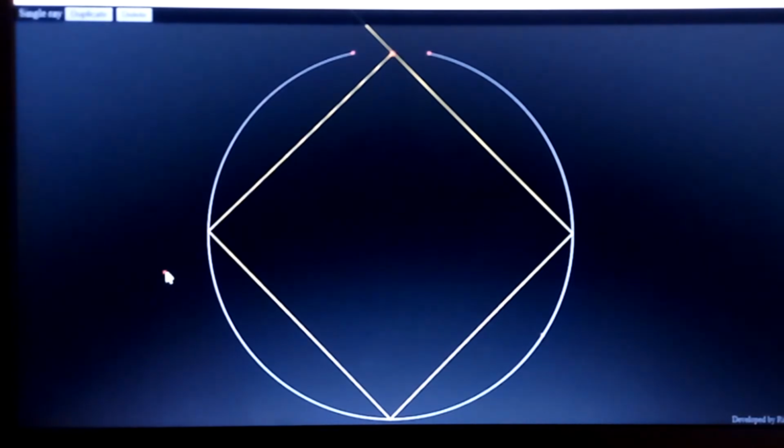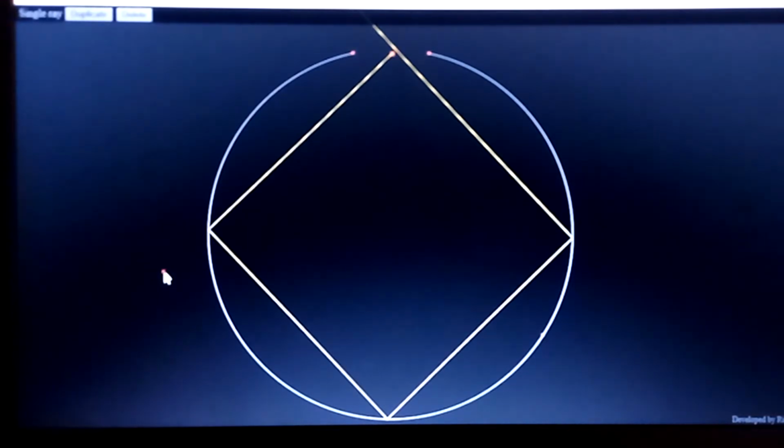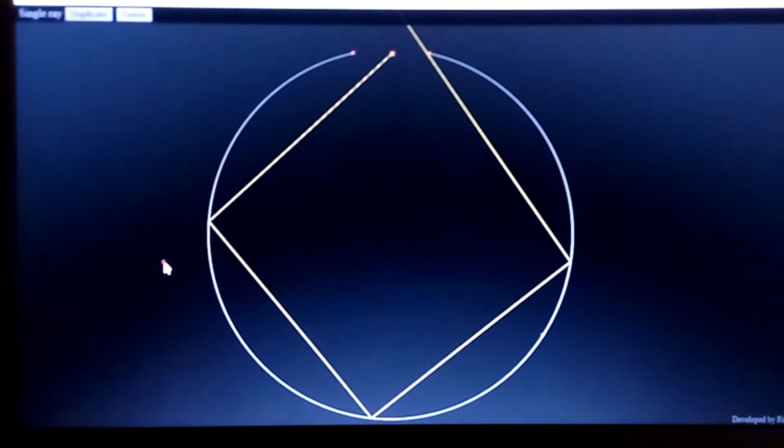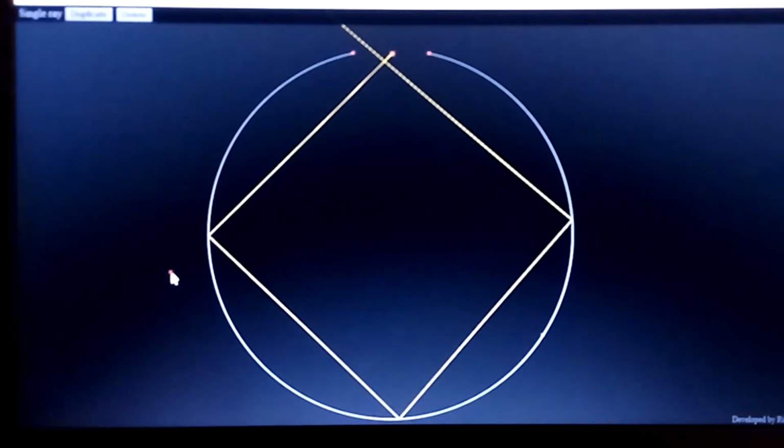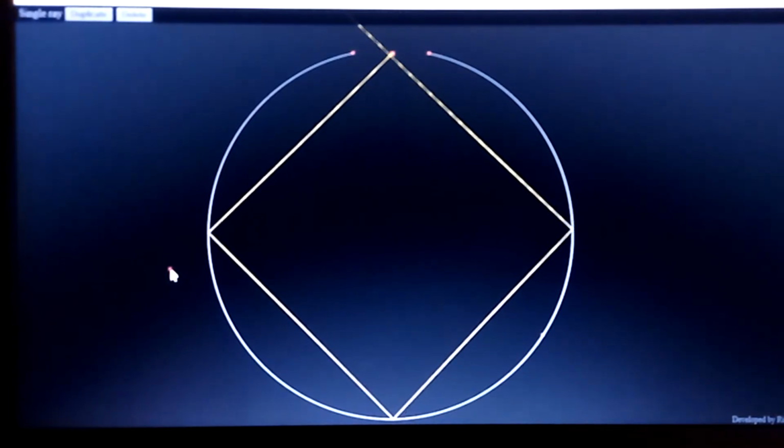So if we play around with this angle of the beam, you can see that the beam moves. You can see what I'm doing pretty much with the beam. So the beam is coming in from here, reflecting off of the inner surfaces of the virtual circle and ending here.